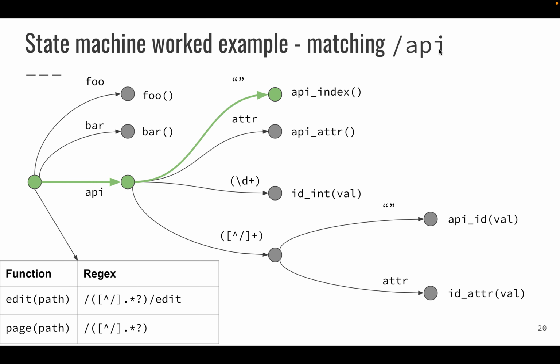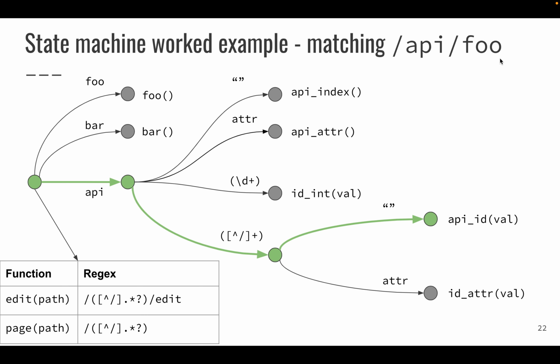So we start with /API. So we start from the root. First part is API, so we transition to this state. Next part is empty, so we transition to this state, and we call API index, as we did before. So that's all good. And just to be clear, when we're matching the first part, we check against foo, no match, check against bar, no match, check against API, a match, so that's how we know which transition to follow. API 2 is very similar. You can see the first part is API, so we do that transition. Now we look at the 2. It's not empty, it's not ATA, but it does match here, so now we know to call ID int, and this match will pull out what needs to be converted and passed in as the value, as the val.